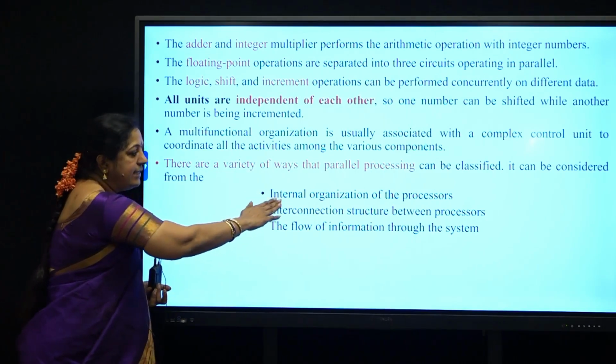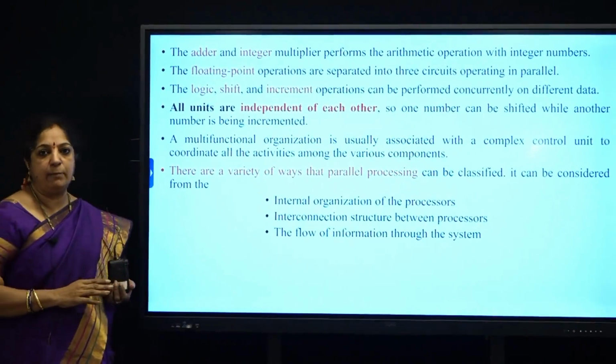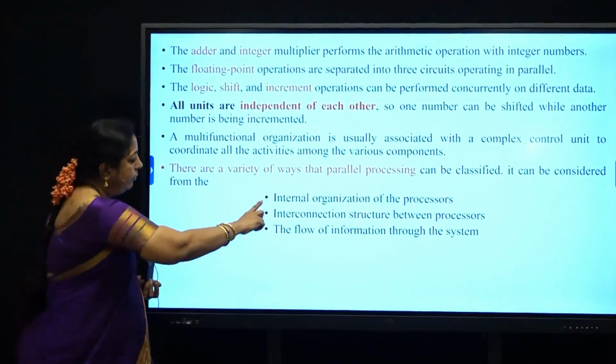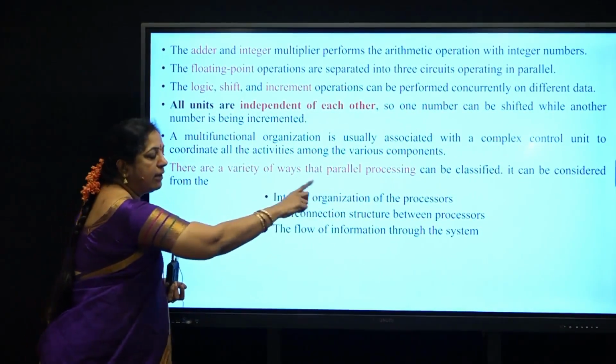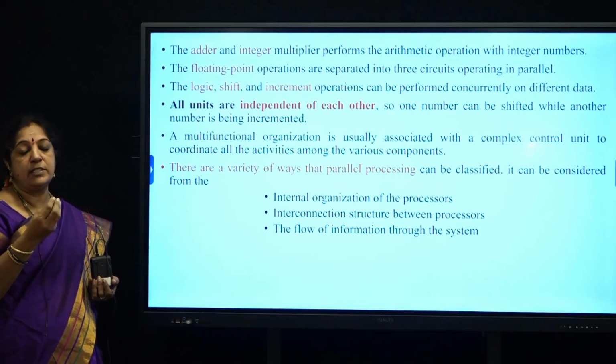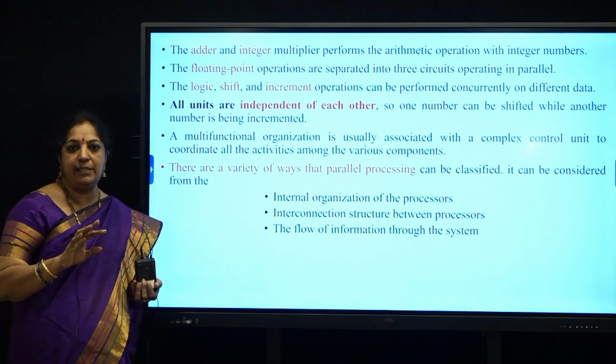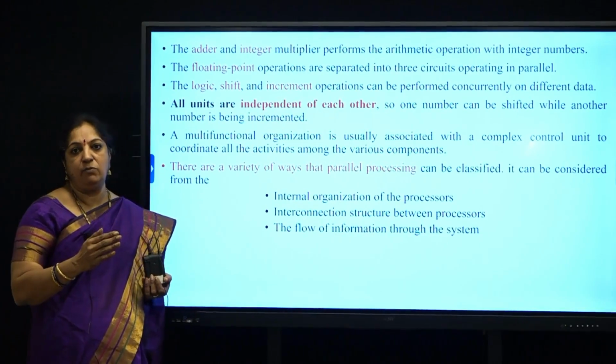The first one is the internal organization of the processor. When we want to perform parallel processing, we have to do the internal organization of the processor. With a single processor, it is simplest, there is no complexity at all. In a simple way the organization will be done.